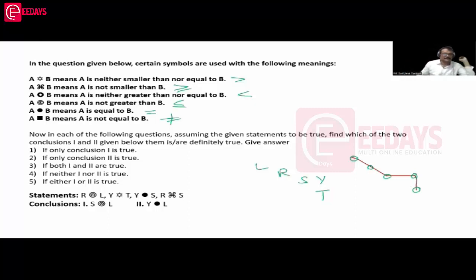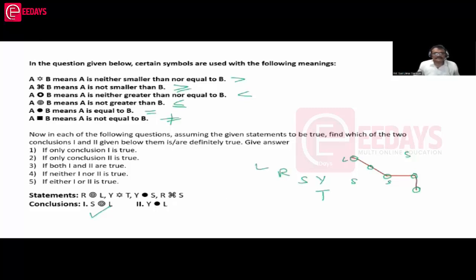Okay, now the first one. S is less than or equal to L. Here S is there and here L is there. Suppose S is here, S is less than L. Suppose S is here, S is equal to L. In either case S is less than or equal to L. So the first conclusion is valid.